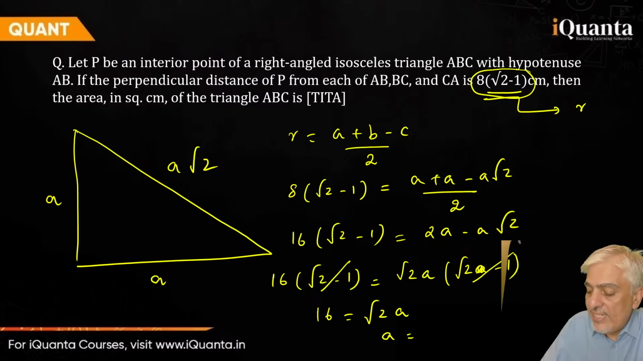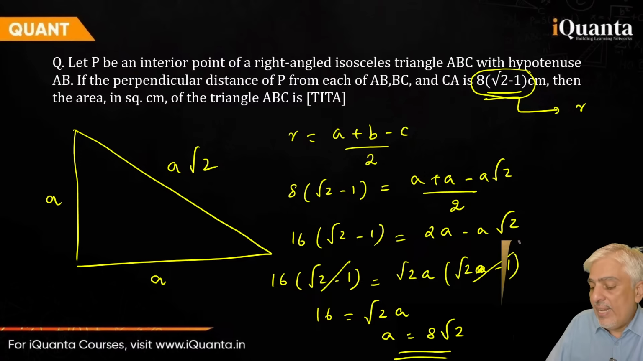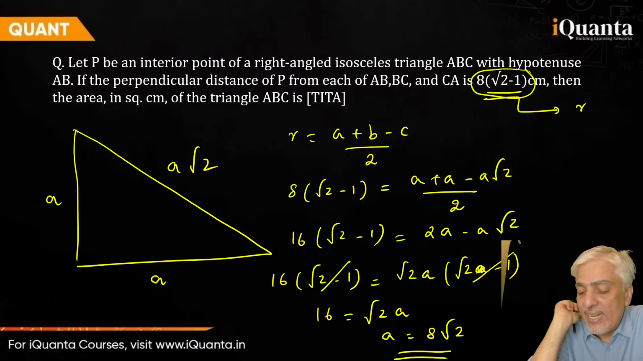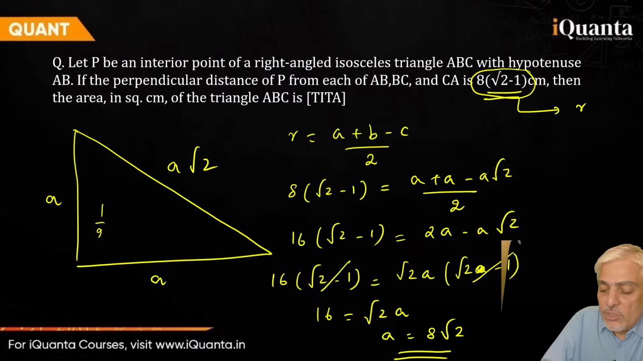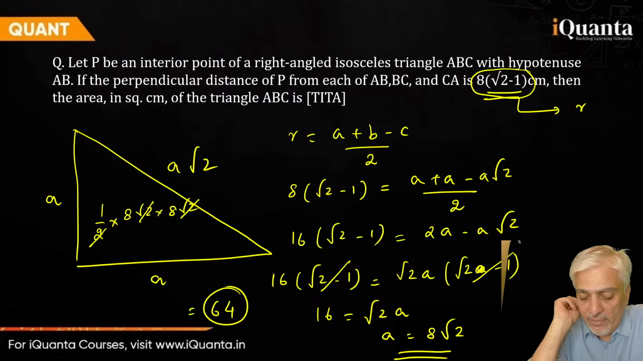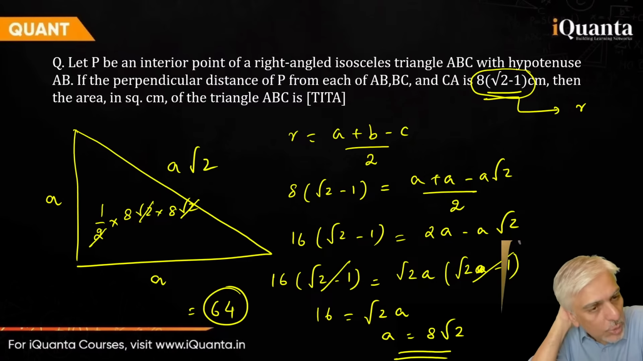So A is 16 upon root 2, which is 8 root 2. And area is half into base into height. So half into 8 root 2 into 8 root 2. This will cut out. Answer will be 64. Cool, everybody? I think that was the last question for today.